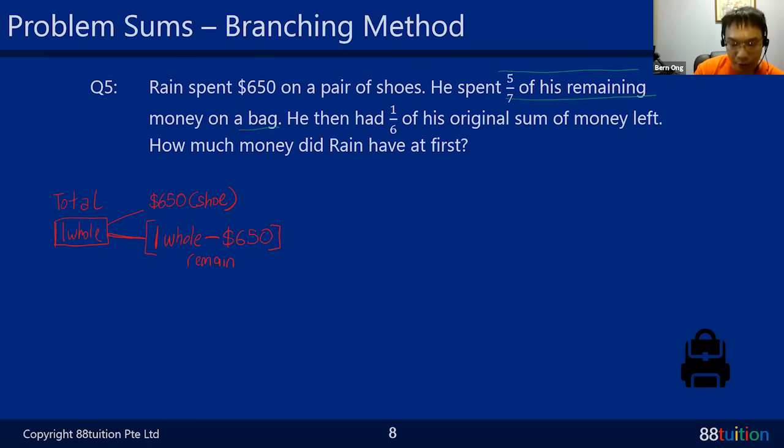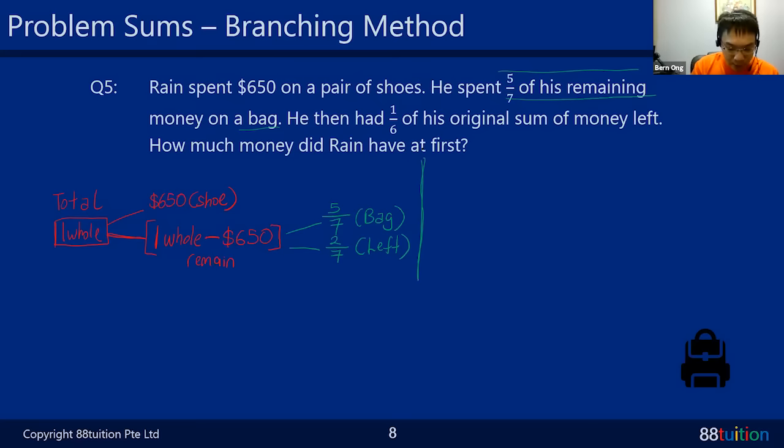Oh, I get it. Very good. I'm glad you get it. All right. This 5/7 is from the remainder. So this 5/7 is spent on a bag. What's the other side of the story? 2/7 is what you call the left. Can you see? So you are listing out the story from left to right. And down here, you just draw a line down.